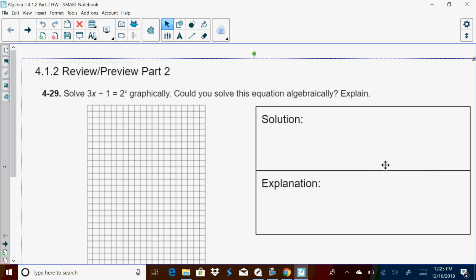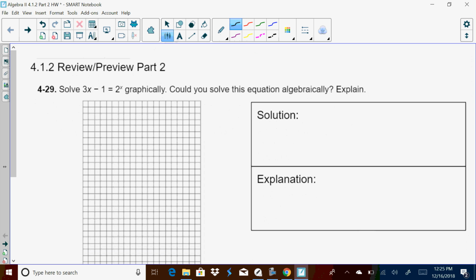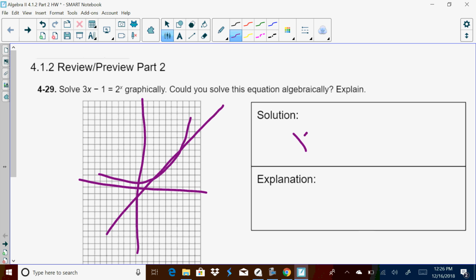Okay, here are the answers to 412, review part 2. 429 said to solve graphically. Could you solve this graphically? Explain. So to solve it graphically, I just sketched the graph real quick. Kind of was a straight line. There was a little bit of an exponential. So it crossed at 1 and 3. And the answer is no, because we don't know how to solve exponentials yet.